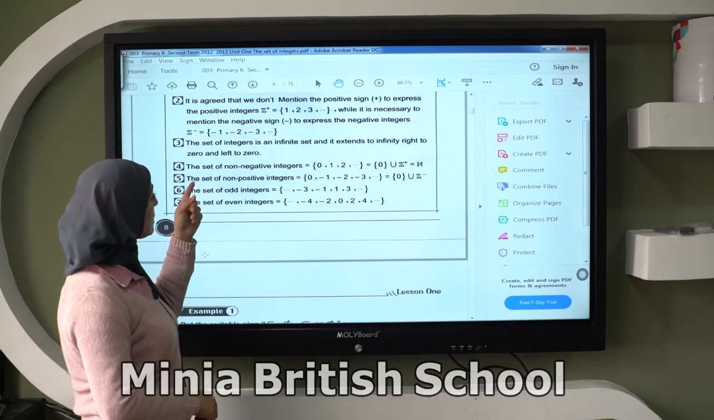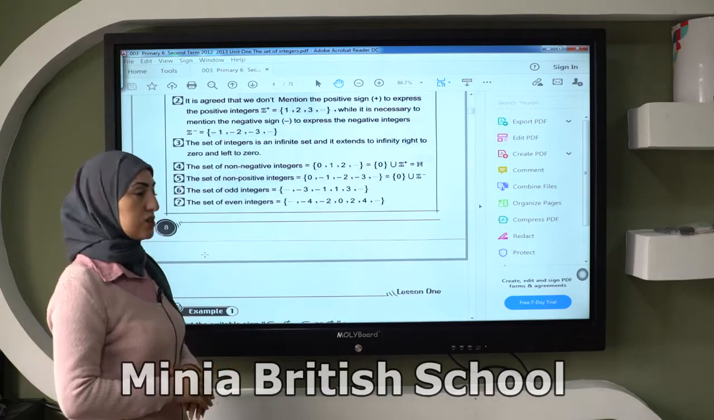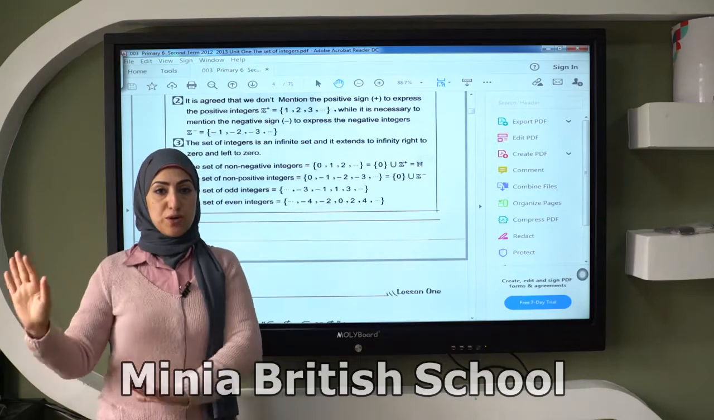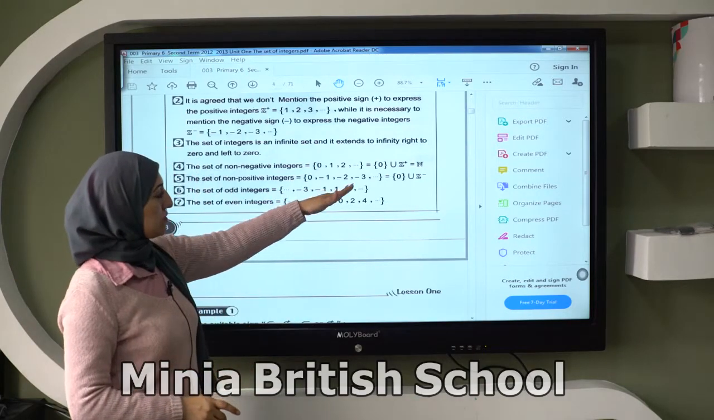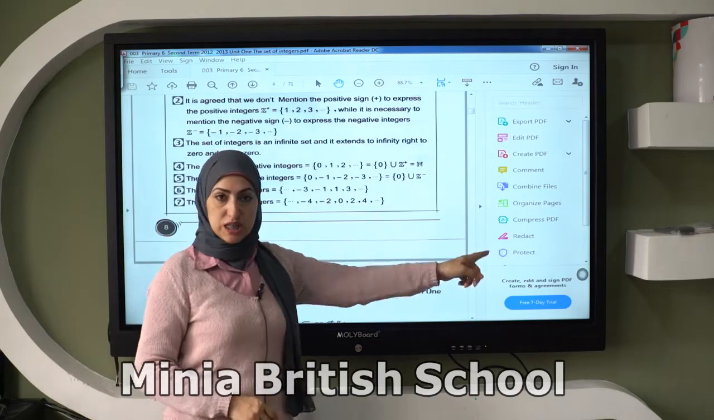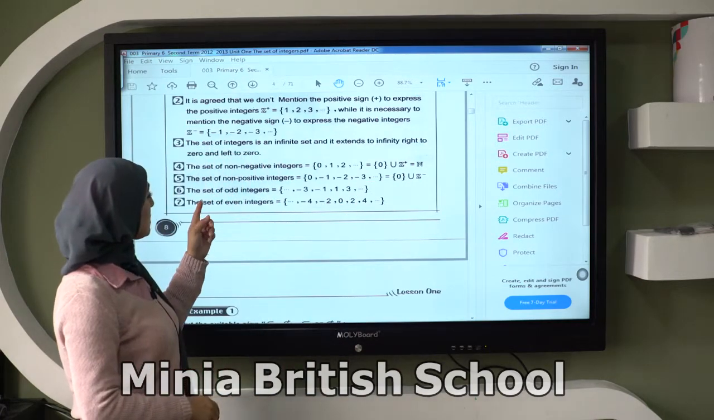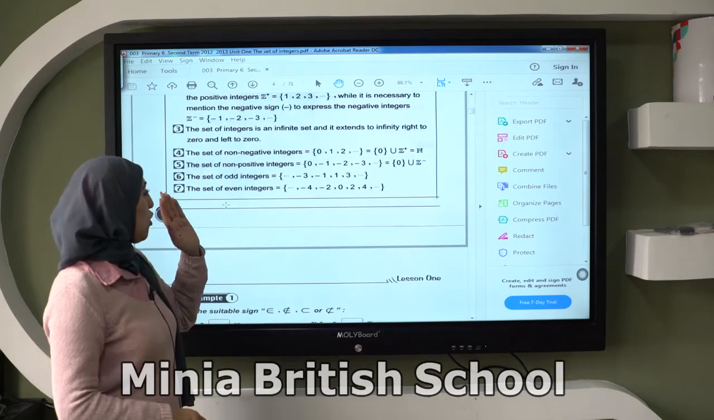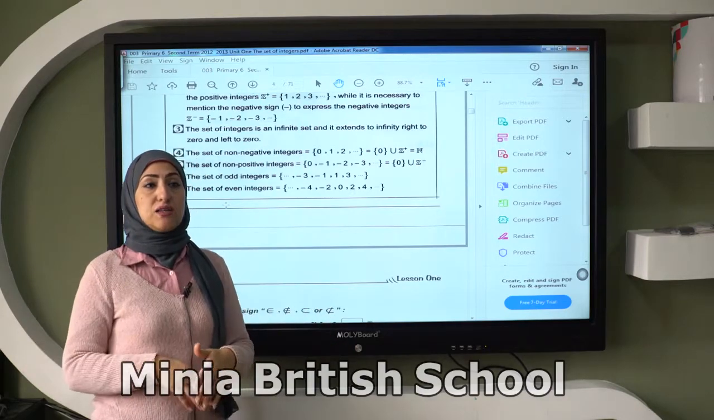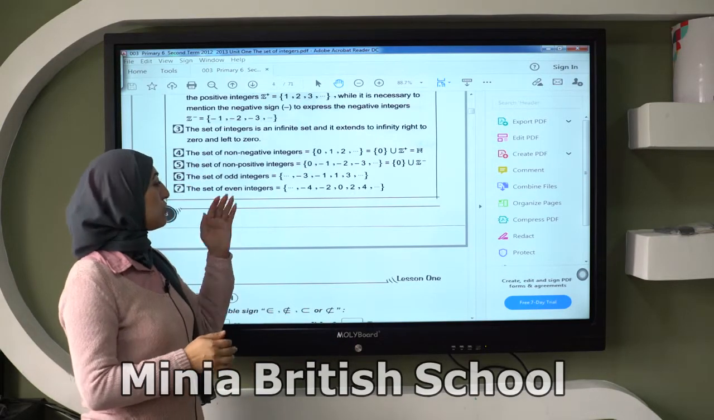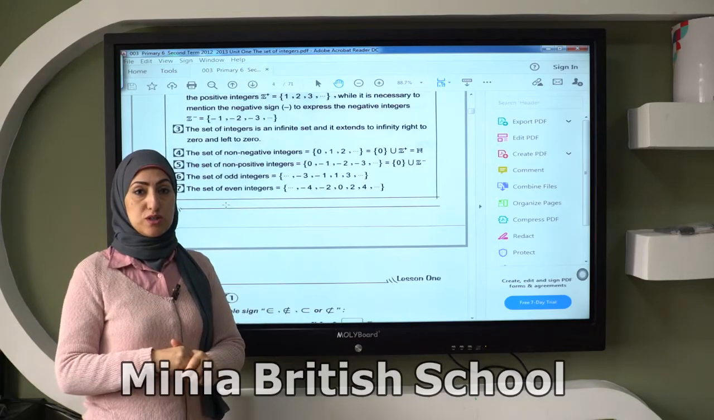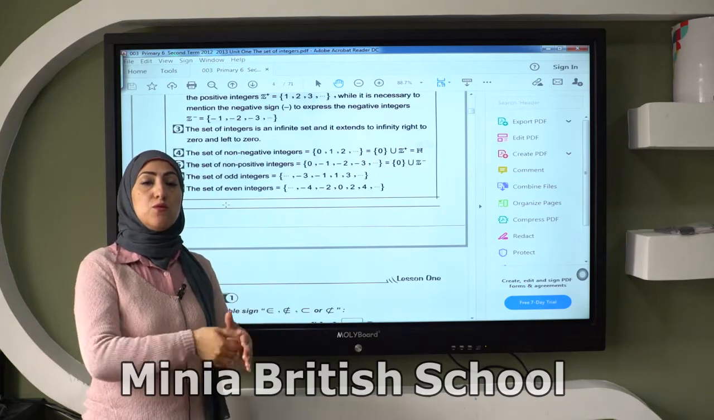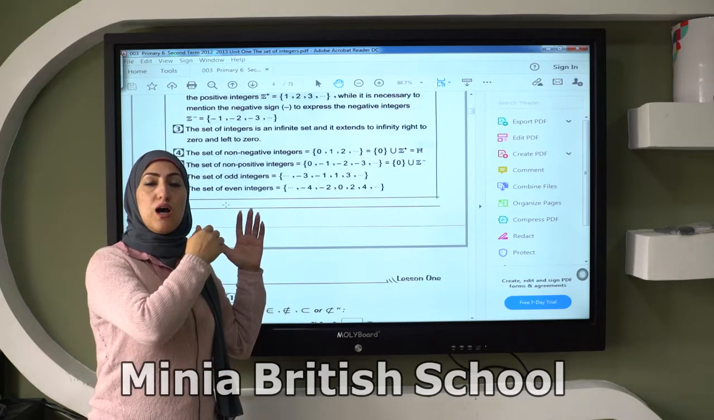Okay? The set of non-positive integers means all the integers except the positive ones. That means 0 and the negative integers, 0 union the negative integers. The set of odd integers. We know from grade 3 the odd numbers and even numbers. The odd are 1, 3, 5, 7, and 9, and the even are 0, 2, 4, 6, and 8.